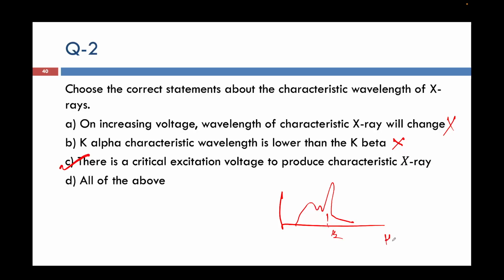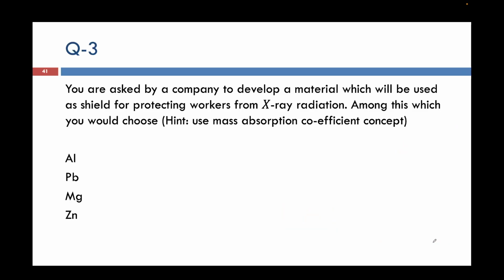Because the wavelength of K alpha is greater than the wavelength of K beta, and the intensity of K alpha is higher. Okay, so the energy of K alpha is less, but the wavelength is higher. And yeah, this is a question regarding mass absorption coefficient.